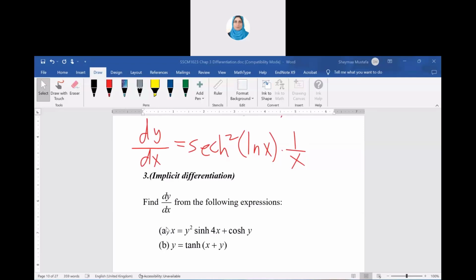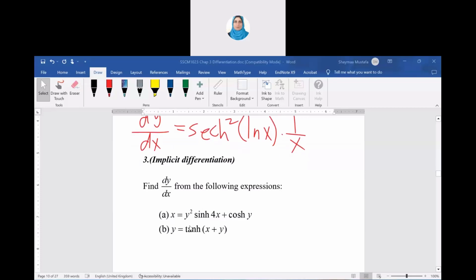Okay. Now, implicit derivative. Actually, implicit derivative can be applied for any question, but we usually use it when we couldn't separate x from y. I need to find the derivative dy over dx, for example here, x equals y square sine x plus cos y. I couldn't separate y from x.